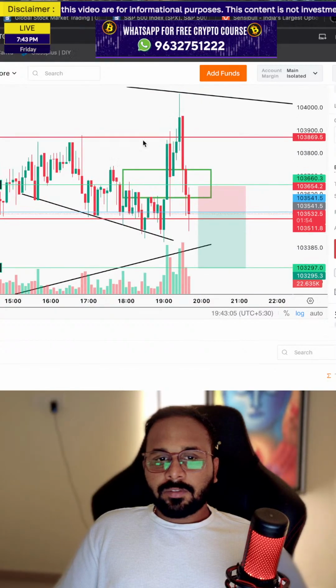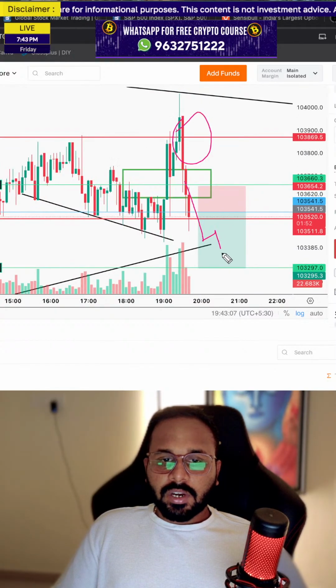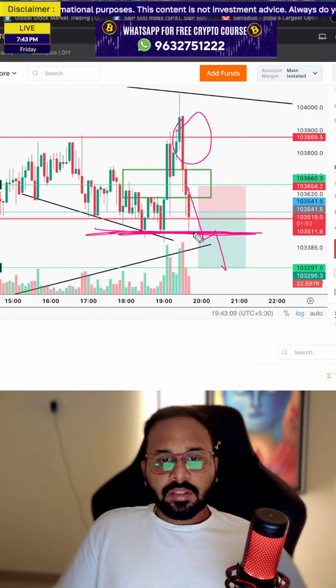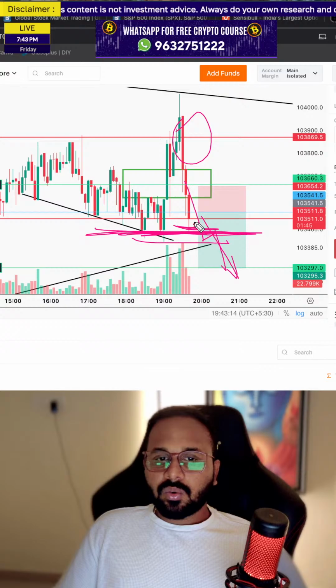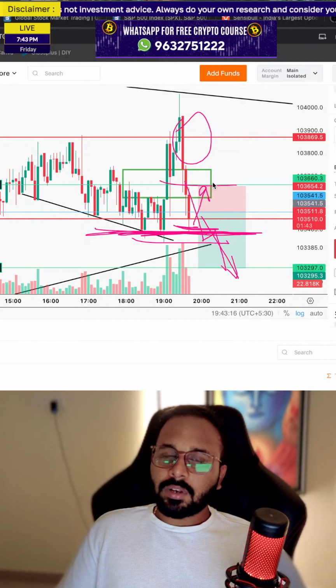If the seller is strong, he will definitely push the market. He will not respect the support. He will push it down. Only if he is weak from this zone, will he not push. At that time, I will give a small stop loss exit.